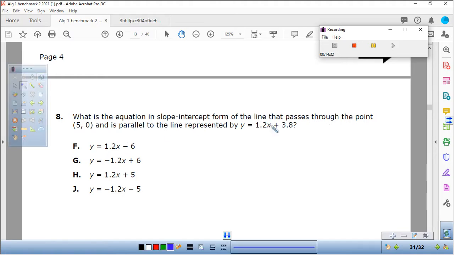The line that passes through the point, this one, and parallel. For it to be parallel, it has to have the same slope. So you want the same slope of 1.2. This one's out, that one's out. And going through that point. Okay, so I can't tell you what to do on this one.